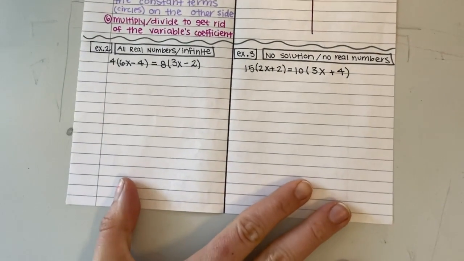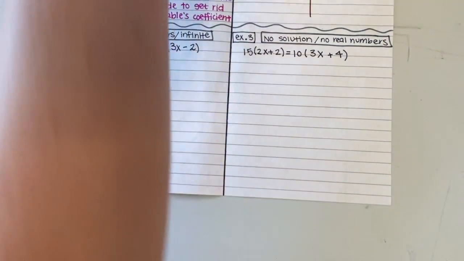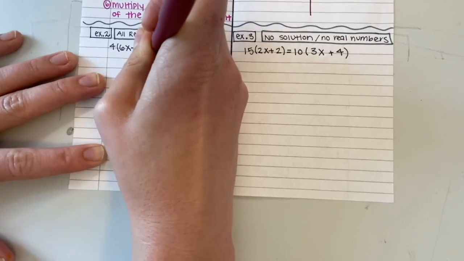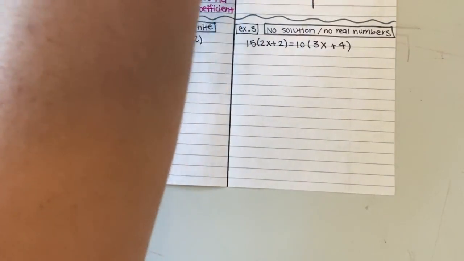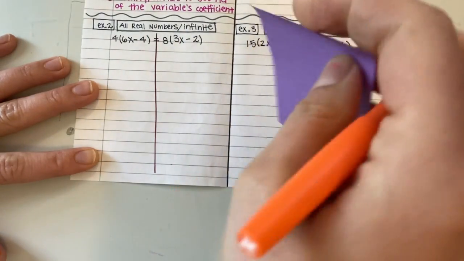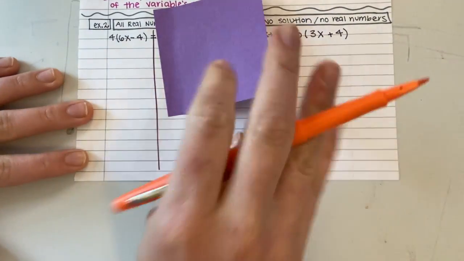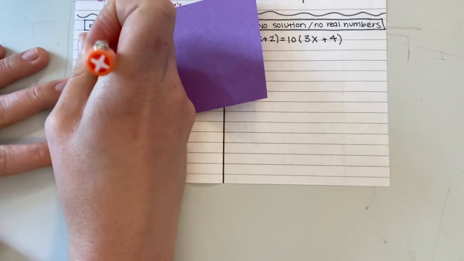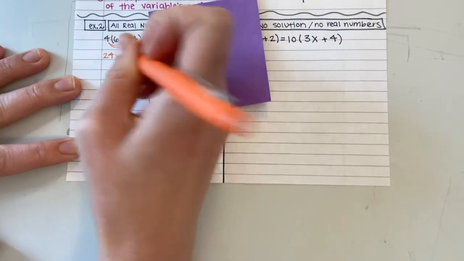So let's just follow our steps and see what that ends up looking like as we go through it. So step number 1 is to write down the equation and draw a line down the equal sign. Step 2 is to simplify the left side. So blocking my right side, I'm going to simplify the left. I can do the distributive property here. 4 times 6x gives me 24x. 4 times -4 gives me -16.